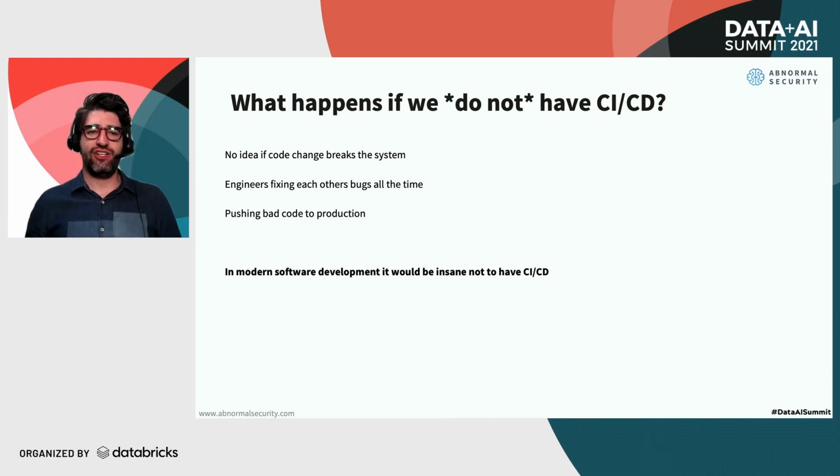We'd sort of rely on engineers for testing it before they deploy their code. Engineers will end up fixing each other's bugs all the time. We'll end up pushing this bad code actually to our production systems and likely have outages. And really, I probably am preaching to the choir here. In modern software development, it would be insane not to have a CI/CD system.